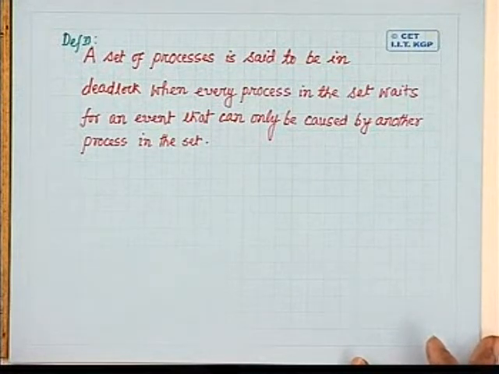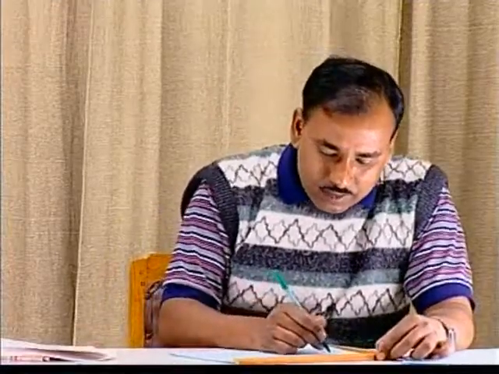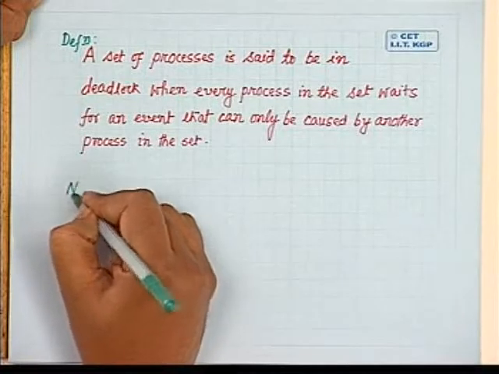Now, as we said, it is the responsibility of the operating system to see that the deadlock does not occur. And the operating system must know what the reasons are which can lead to deadlock, or what the conditions of deadlock are. If we know the conditions of deadlock, and we can ensure that such conditions will never occur, then we can ensure that the deadlock will never occur. There are four necessary conditions for the occurrence of deadlock.